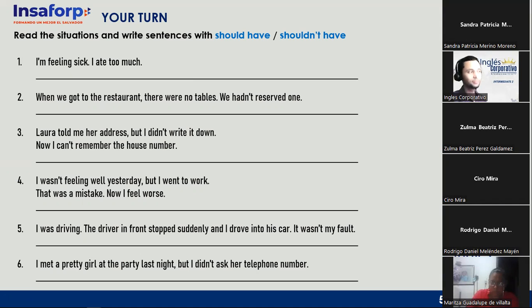I shouldn't have eaten so much. I shouldn't have eaten so much. Okay. I shouldn't have eaten so much. Very good. Okay. Thank you.